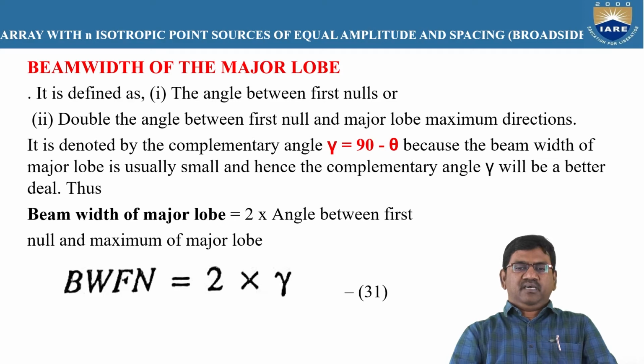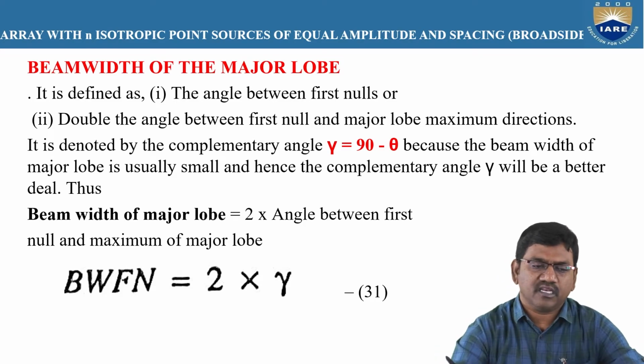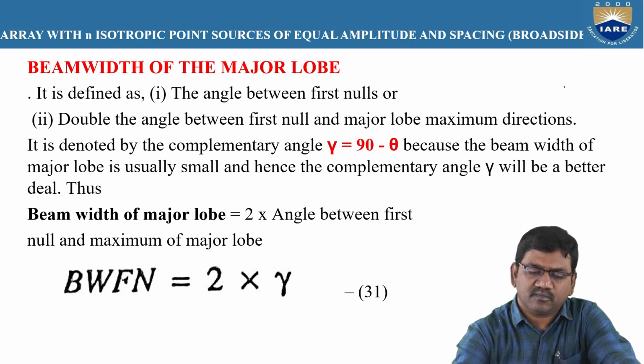Now let us find out the beam width of the major lobe. To find out the beam width of the major lobe, it is necessary to find out the angle between the first nulls. What is the angle between the first nulls? It is double the angle between the first null and the major lobe maxima direction. Right? So if you want to find out the beam width of the major lobe, you can see here.